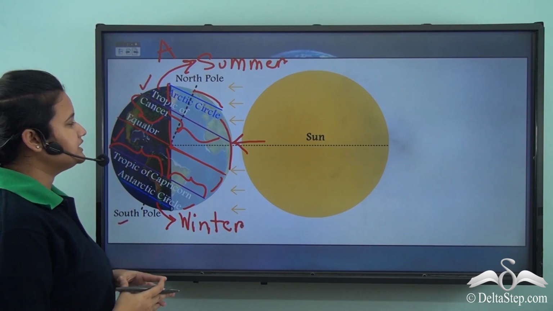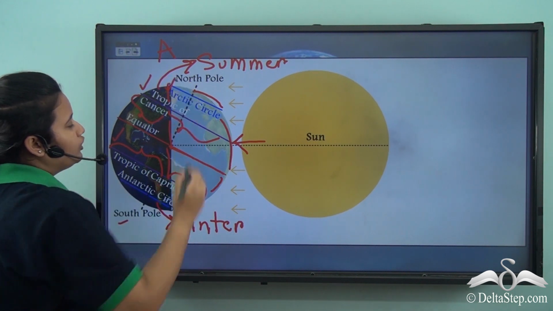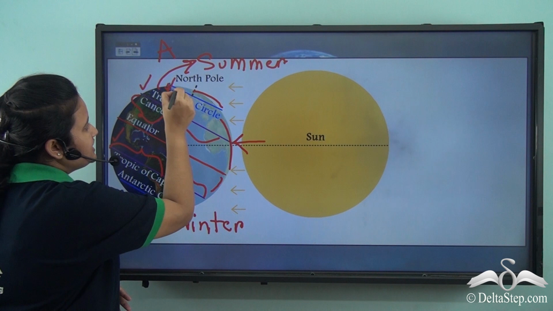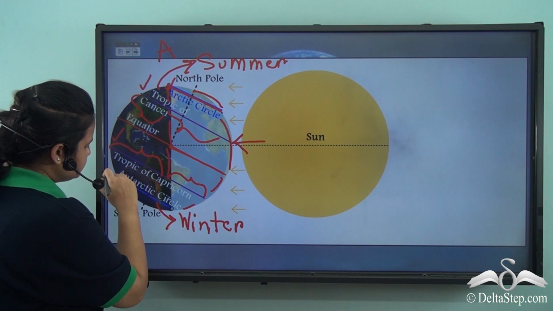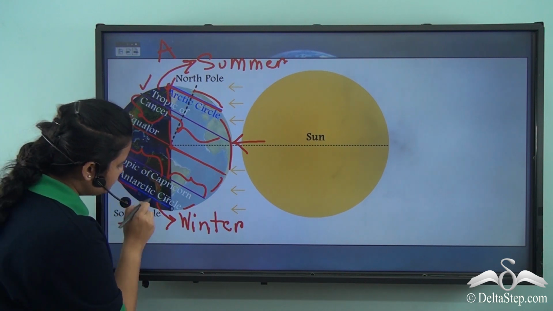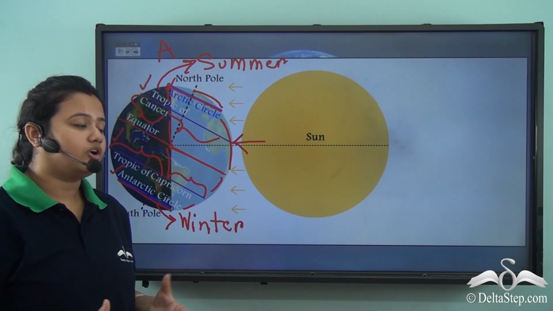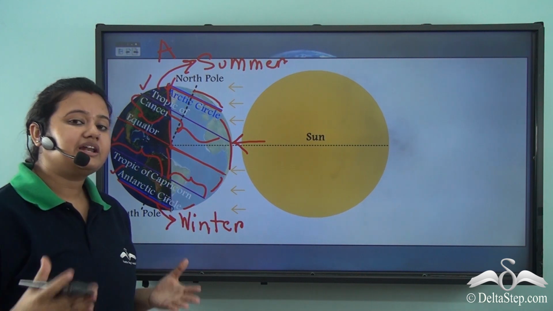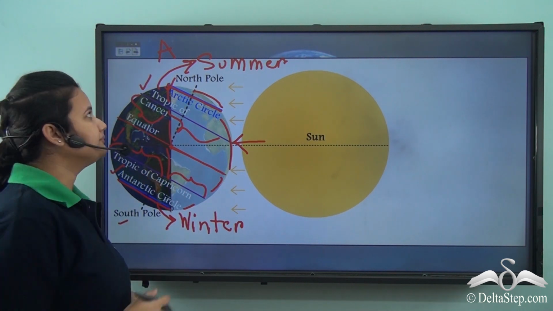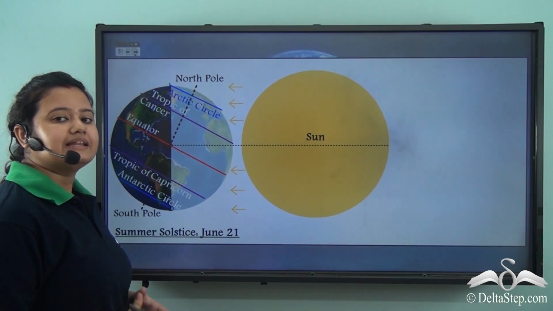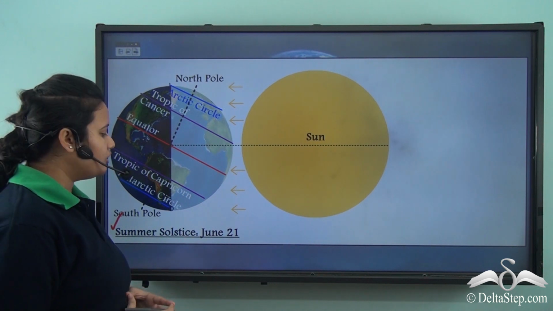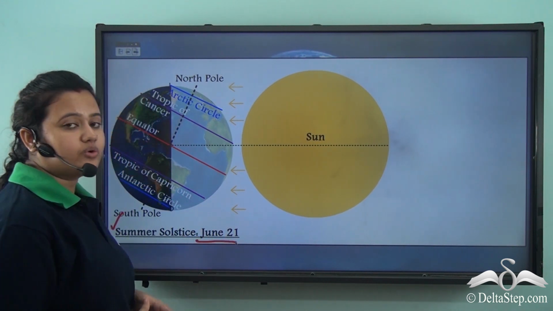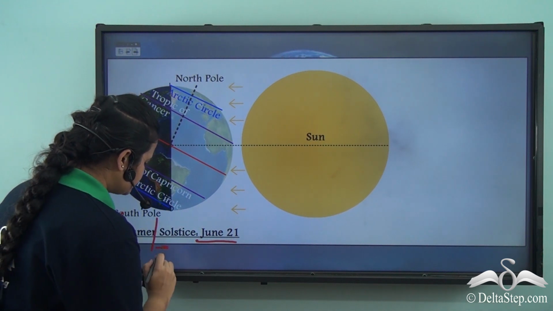Another point to be noted is that places lying to the north of the Arctic Circle experience 24 hours of daylight, and places lying to the south of the Antarctic Circle experience 24 hours of darkness. Now, do you know what this moment of the year is called when the sun's rays are perfectly vertical over the Tropic of Cancer? Well, this moment of the year is called summer solstice, and this particular event occurs on 21st of June. So it is also known as June solstice.